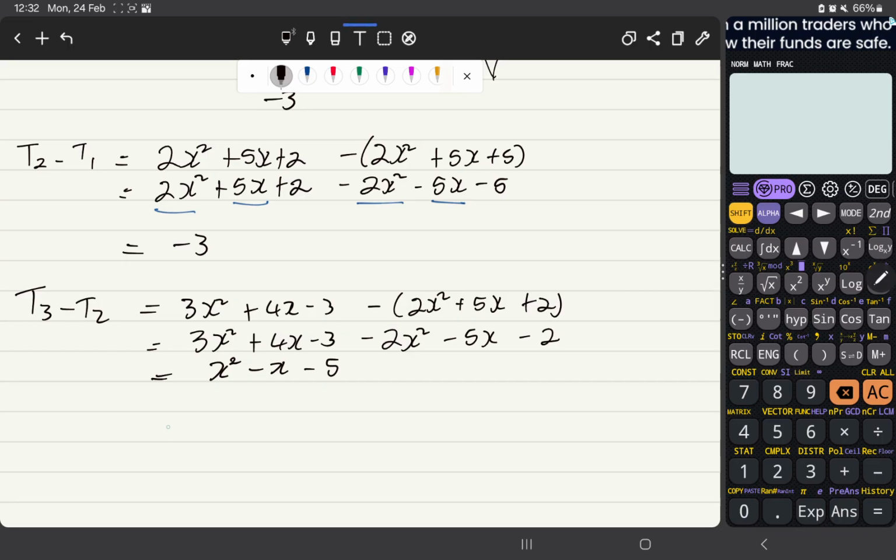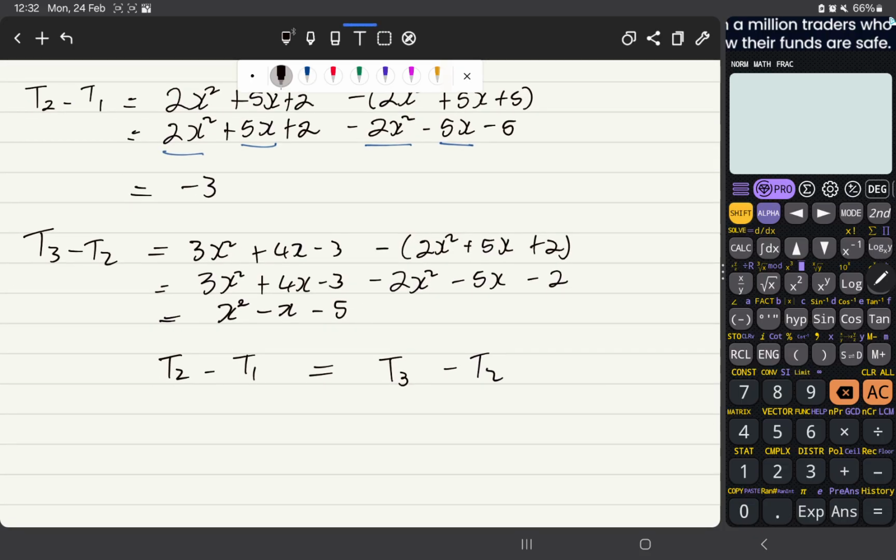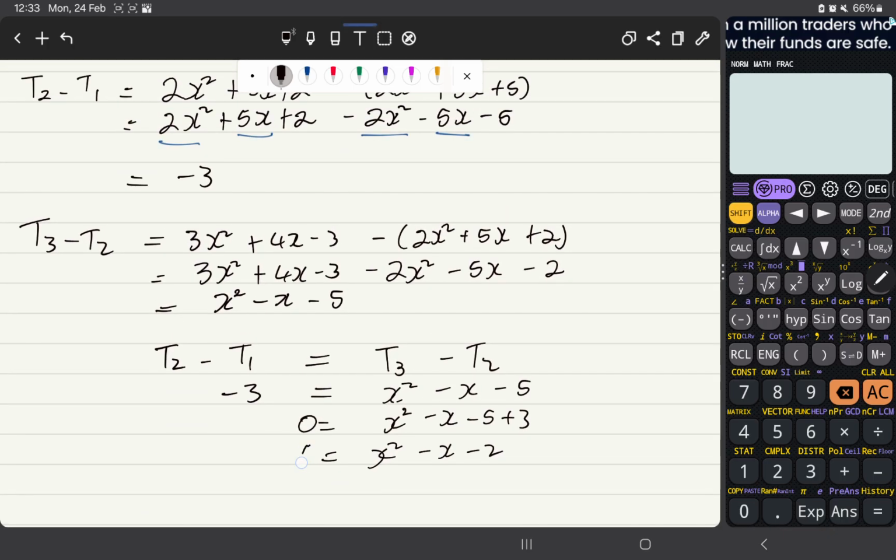So what do we know? We know that t2 minus t1 must be the same as t3 minus t2. So implication minus 3. And maybe transpose, I have 0, I have x squared minus x minus 5 plus 3, x squared minus x minus 2.